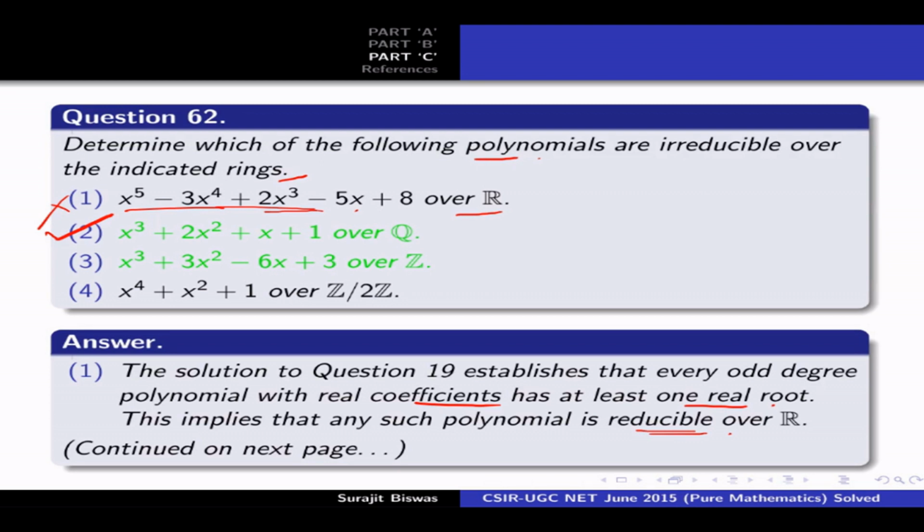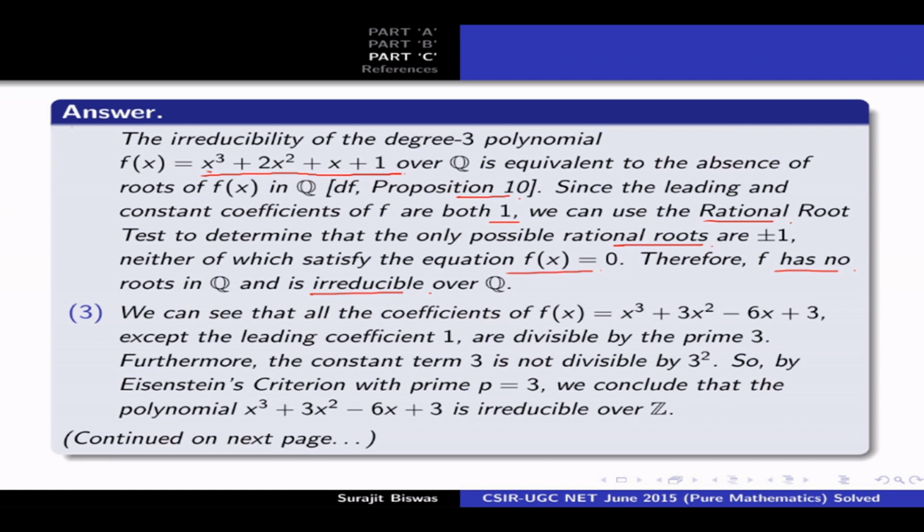The next one is x^3 + 3x^2 - 6x + 3 over Z, and this follows from Eisenstein's criterion. This is also irreducible. We can see that all the coefficients of f(x) equal to x^3 + 3x^2 - 6x + 3 except the leading coefficient 1 are divisible by the prime 3. Furthermore, the constant term 3 is not divisible by 3 square. So by Eisenstein's criterion with prime p equal to 3, we conclude that the polynomial x^3 + 3x^2 - 6x + 3 is irreducible over Z.